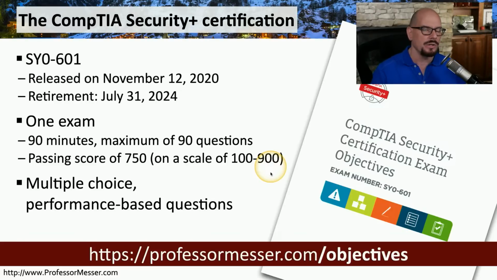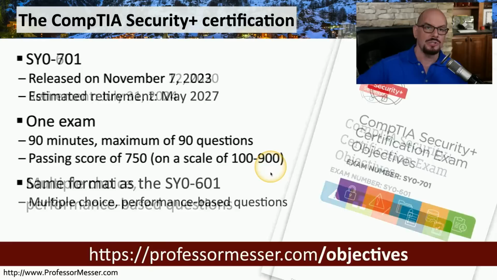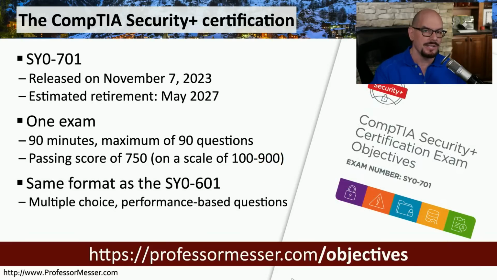That's the 601 version. And some of you who are watching this are probably studying for the 601 version of the exam. This, of course, is an SY0-701 group that we've got, the study group that we've got today. This version of the exam was released in November, this past November, November the 7th. So it's only been out a few months now. The estimated retirement of this exam is May 2027.